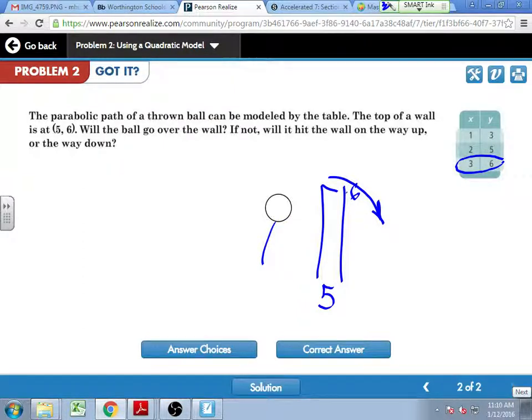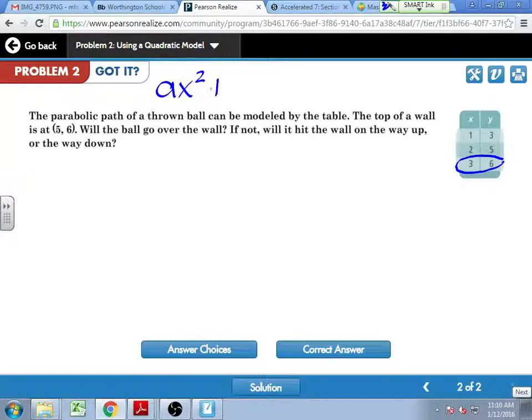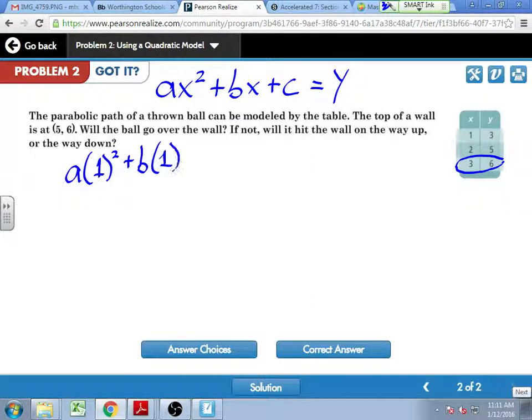So, let's solve it. 1, 3 for x, y, plug them in. So we know we're in the form ax squared plus bx plus c equals y. I'm just going to go ahead and work like this. I'm going to leave my y values on the right side. So, a times 1 squared plus b times 1 plus c will equal 3, which is really 1a. So I can just say a plus 1b plus 1c equals 3.